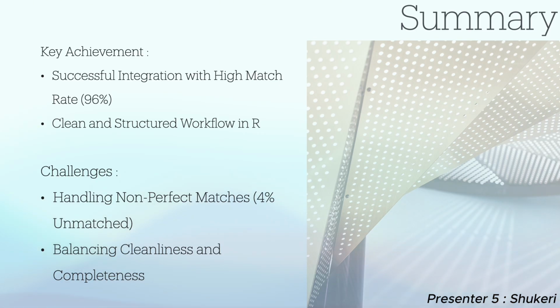For challenges, number 1, handling non-perfect matches, which is 4% unmatched, encountering missing or inconsistent student IDs and slight mismatch in age or gender. Number 2, balance cleanliness and completeness, where cleaning too aggressively risks data loss while keeping too much introduces noise.